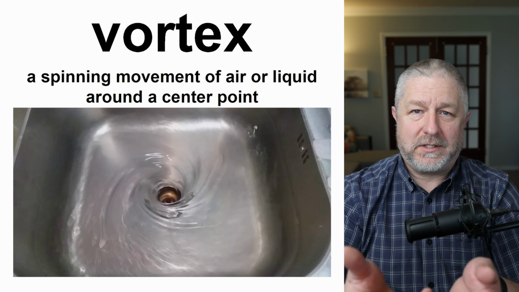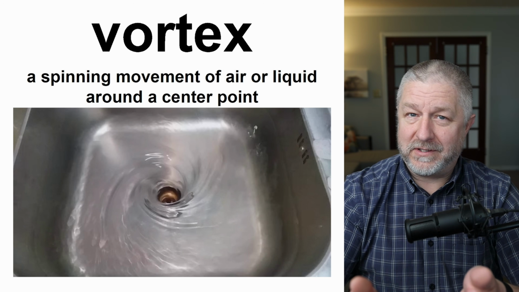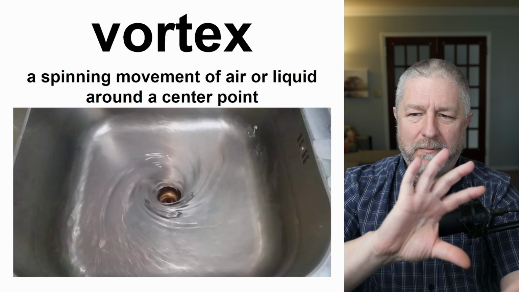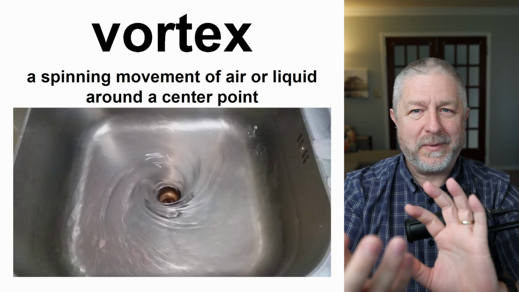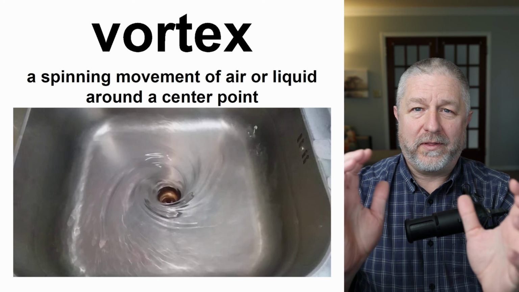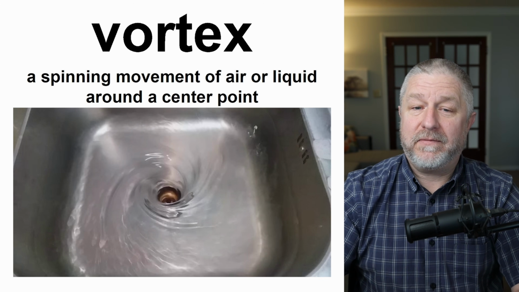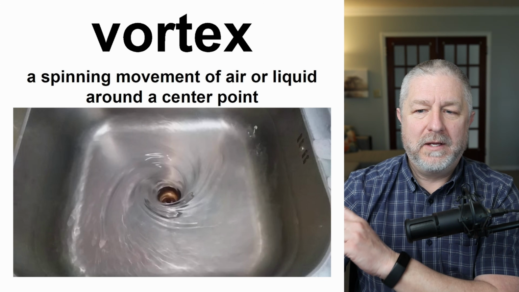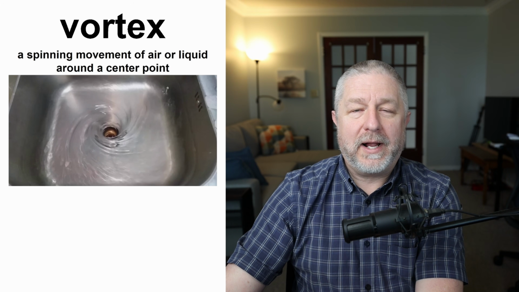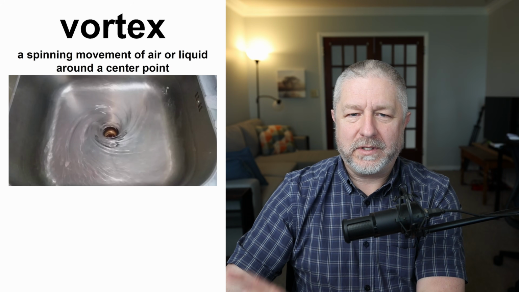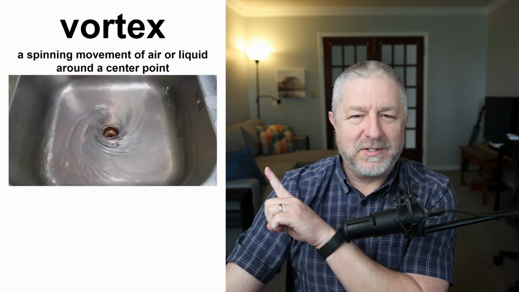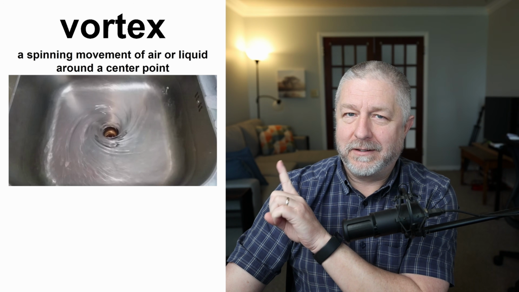We also use this to describe a weather system here in Canada. Sometimes a swirling air mass comes from the north in the winter, and we call it a polar vortex, and it makes it very, very cold. But vortex, a spinning movement of air or liquid around a center point. And notice Bob the Canadian spelt center the American way here. I apologize. That happens sometimes. It's just the way it is.